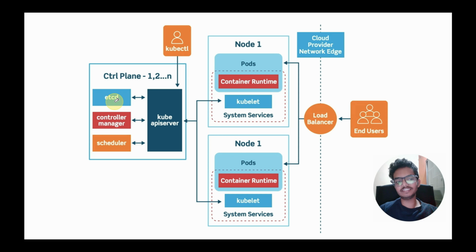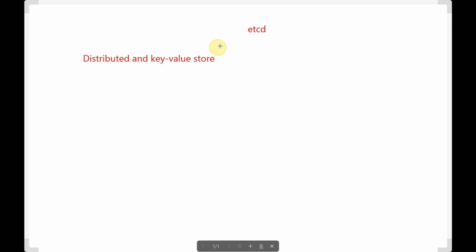The next component is etcd. This is like the brain of your cluster. So etcd is a distributed key-value store. It keeps all the critical data needed for managing the cluster. It is like a database for your cluster and it stores the data in key-value format. So now let's see how it works.